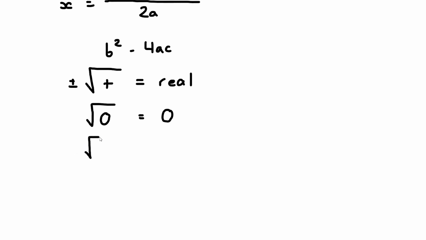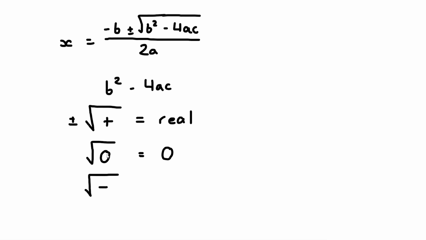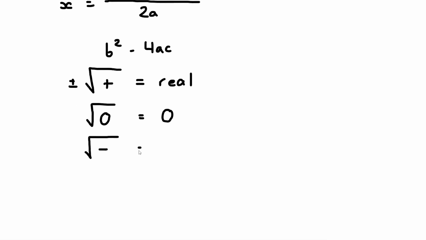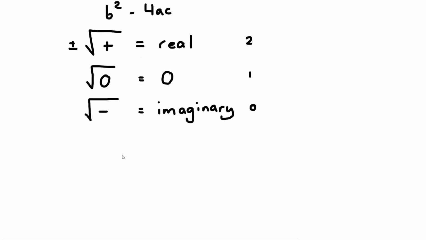But when b squared minus 4ac equals a negative number, that is going to give us an imaginary number, which is not a real number, which means we're not going to get any real roots, right? Which means when this is negative, we're going to have 0 real roots. So when this is positive, we've got 2 real roots. When this is 0, we've got 1 real root, and when it's negative, we've got no real roots. So let's look at some questions now using the discriminant.